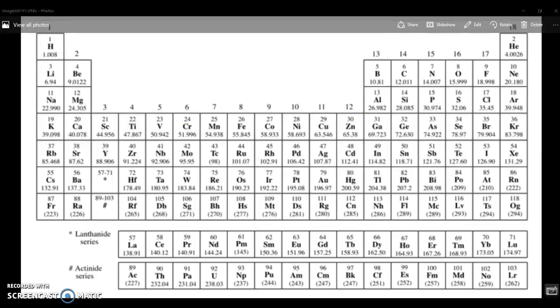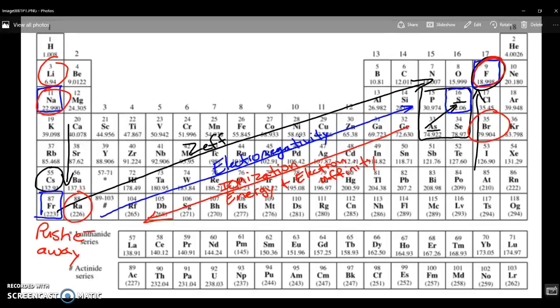If we go back here, our atomic radius goes opposite of electronegativity as well. This means that things like fluorine have a really small atomic radius, and things like cesium down here have a very large atomic radius. So here's small, here's large. And those are the 4 periodic properties you need to know.